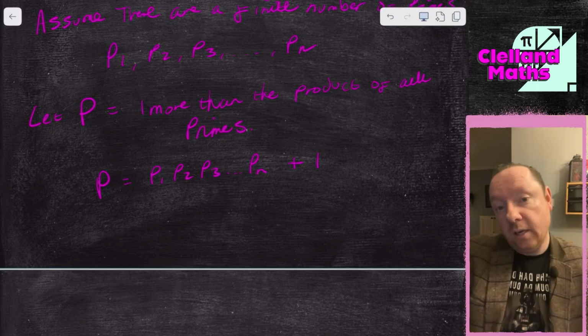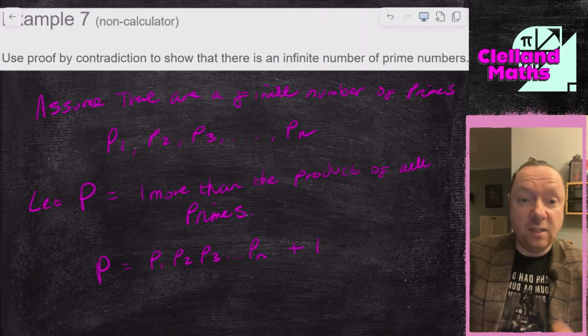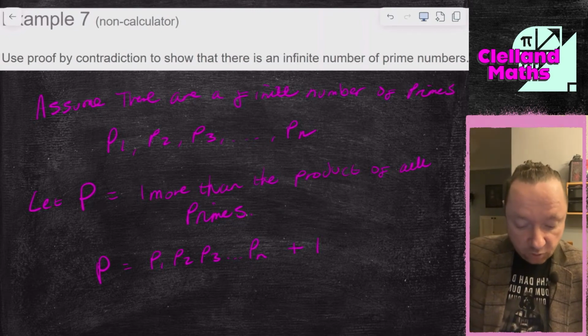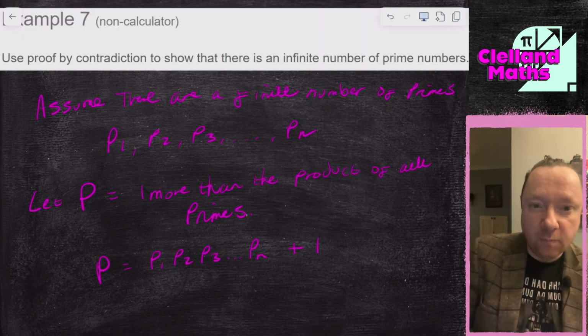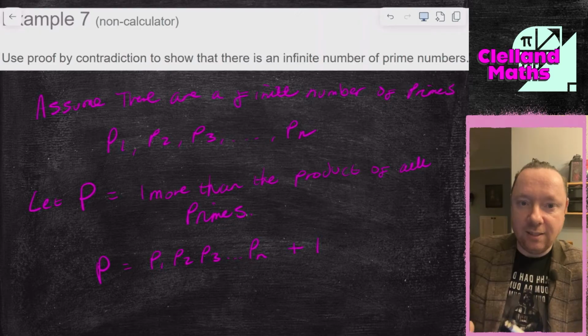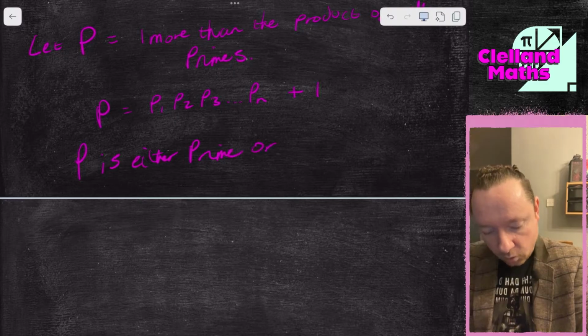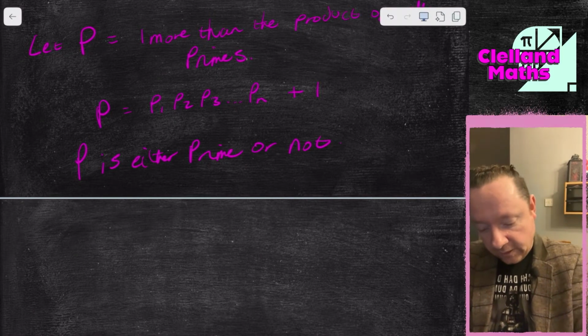Well, either P is prime or it's not. Now remember what we're trying to say here. We're saying that P1 up to Pn is the last prime number. So we need to show that P, the product of all that plus 1, is not prime. And if we get to the point where it is prime, then we've contradicted ourselves. That's the idea. So P is either prime or not, so let's just check both cases.